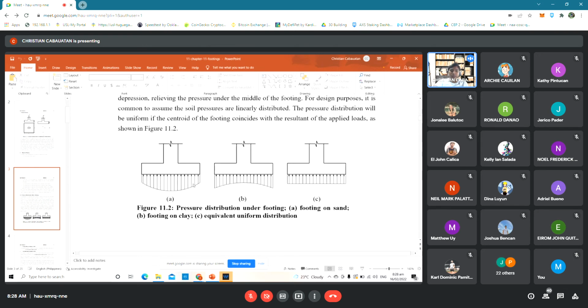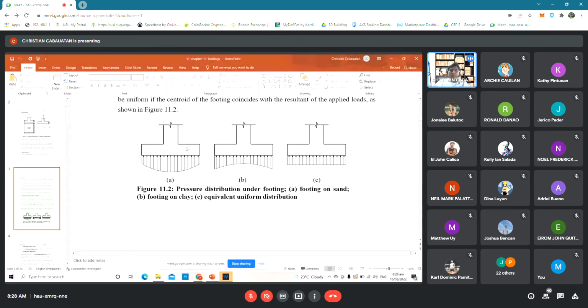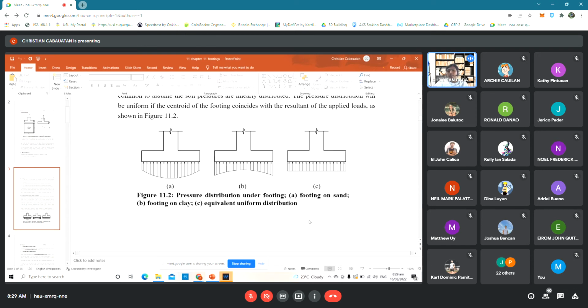And here is the distribution, down here. So when your footing is placed on sand, the distribution could be concave upward with respect to the footing. When it is placed on clay, it would be concave downward. If it is placed on a normal soil, it would be an equivalent uniform distribution.